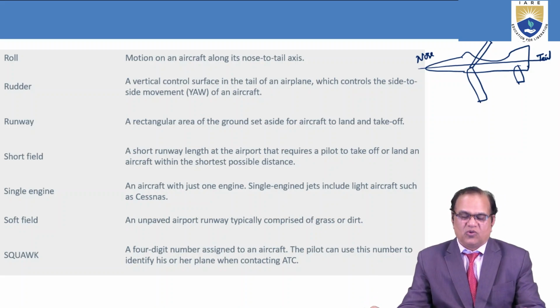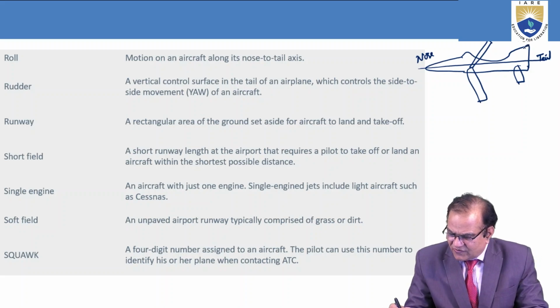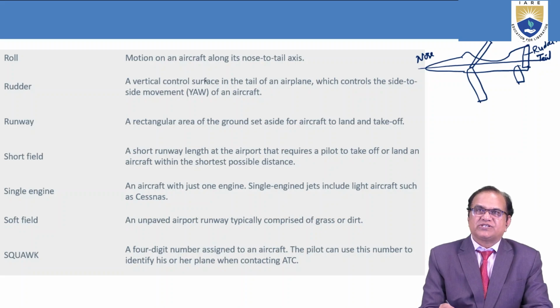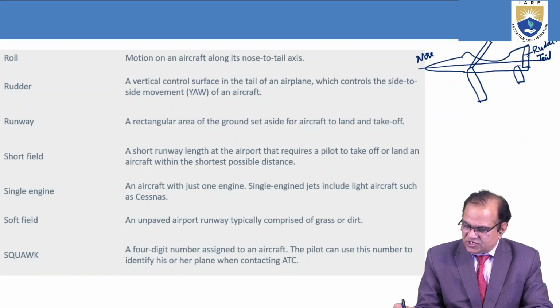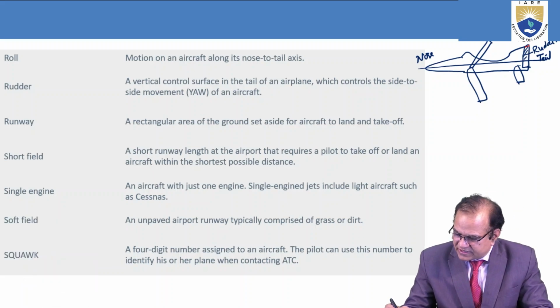Rudder. If you see here, this is the vertical tail and here we have the rudder. This is the rudder, a vertical control surface in the tail of an airplane. So it is vertical. I am writing this here, I will just color it. It is hinged at two places.